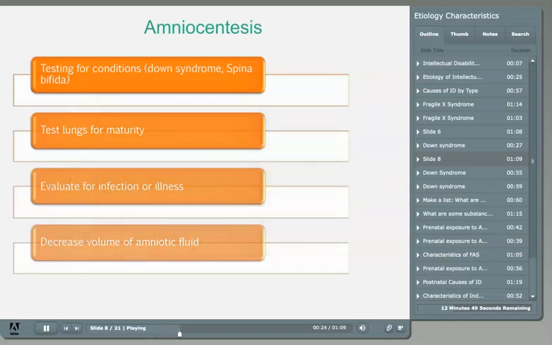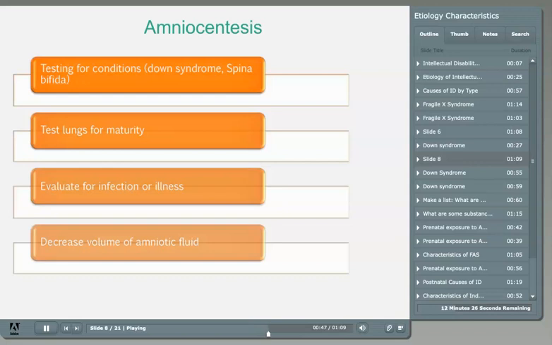A genetic amniocentesis can be done to test for certain conditions such as Down syndrome and spina bifida. A maturity amniocentesis can be done to determine whether the baby's lungs are mature enough for birth. Occasionally, amniocentesis is used to evaluate a baby for infection or other illness.